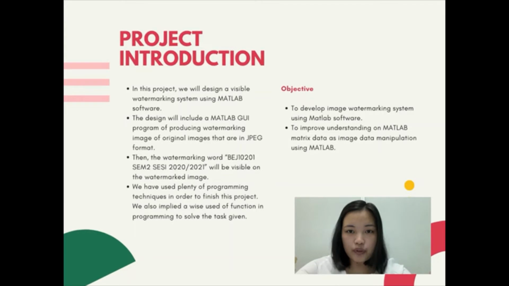Let's continue with the project introduction. In this project, we will design a visible watermarking system using MATLAB software. The design will include a MATLAB GUI program for producing a watermarked image of an original image in JPEG format. Then, the watermark words BEJ 10201 SEM2 SESI 2020/2021 will be visible on the watermarked image.